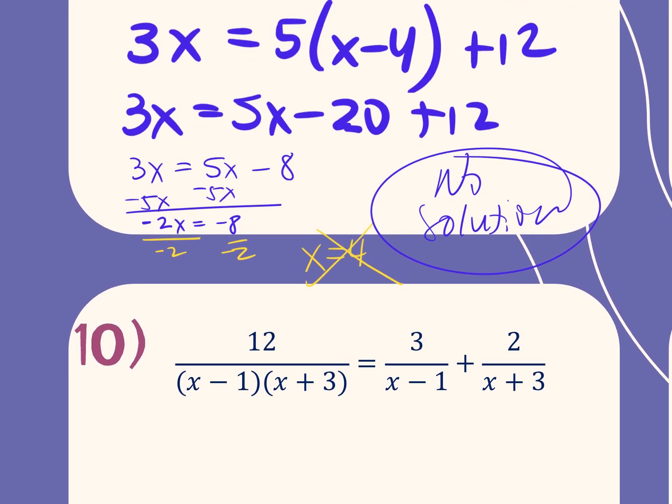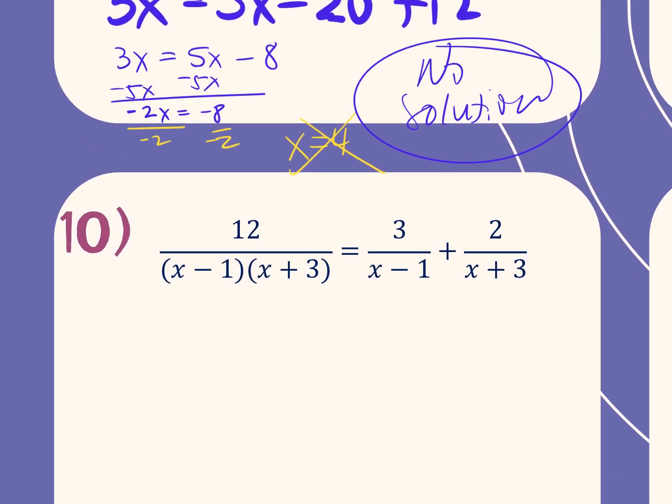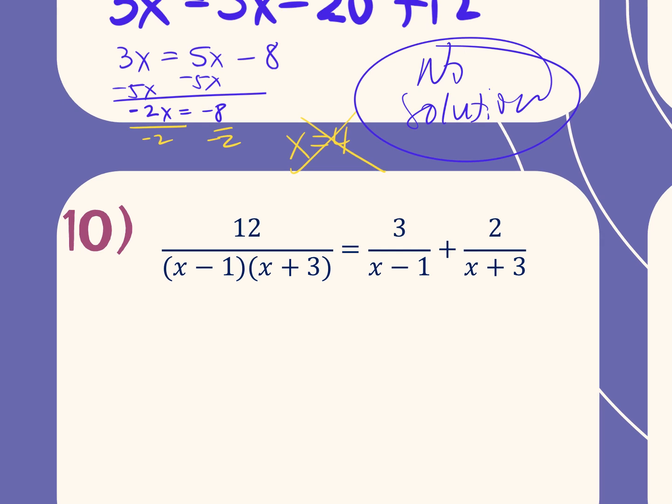Yeah? We okay? Everybody all right? All right, number 10 looks a little daunting, but it's really not. They've already figured out the common denominator for us, correct? So let's just figure out what each piece has and what it's missing.